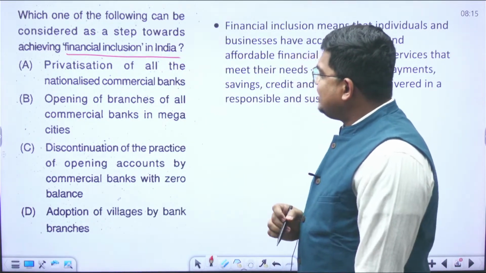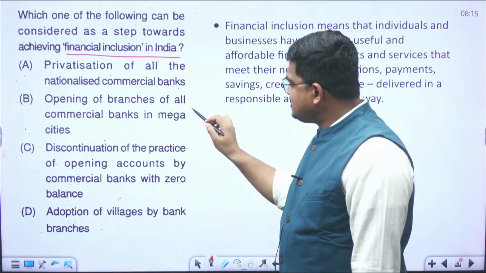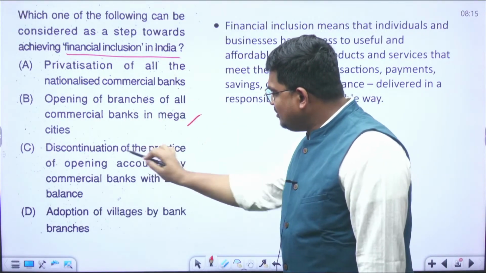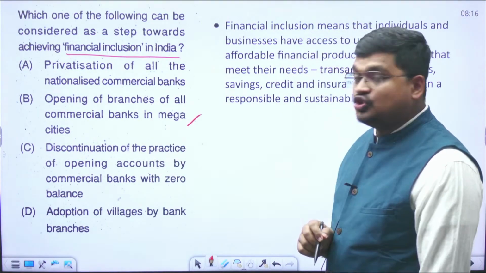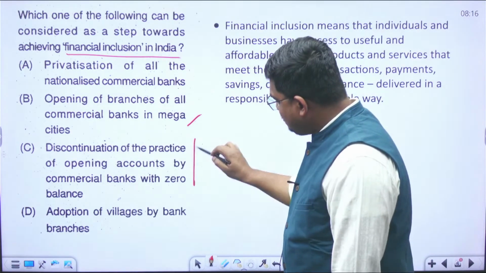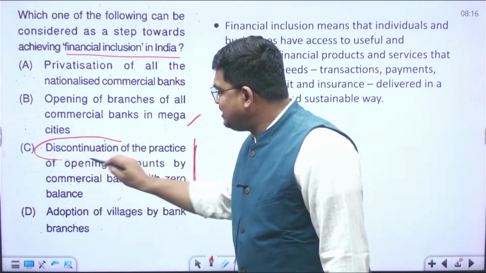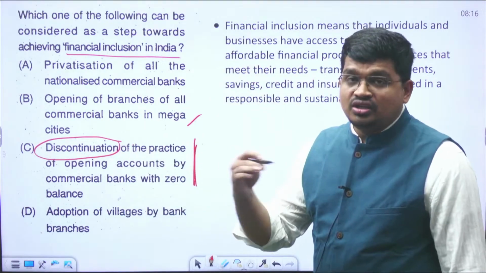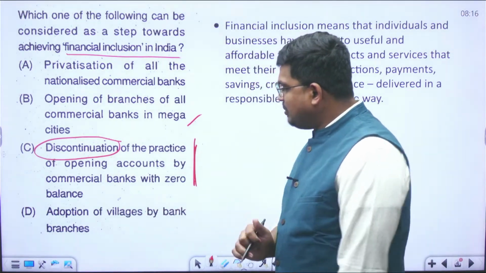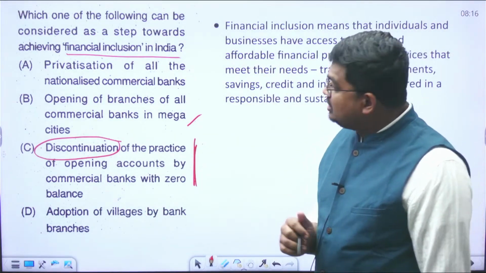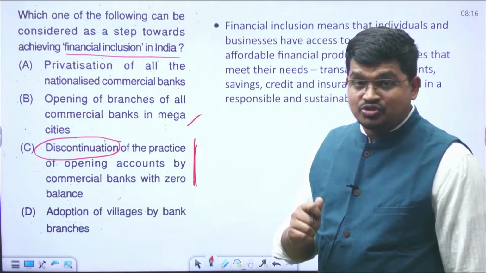This is financial inclusion. So as a step towards achieving financial inclusion in India: privatization of all the nationalized commercial banks, opening of branches of all commercial banks in mega cities, discontinuation of the practice of opening accounts by commercial banks with zero balance. Actually, this statement I was talking about, but this is saying discontinuation. No, we have to continue more of such schemes. Then adoption of villages by bank branches. Then if you see these four options, the option D seems to be correct.